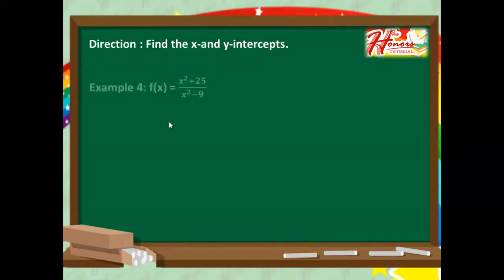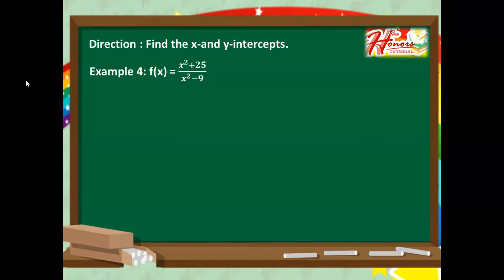Next, for the next example, we have here f of x equals x squared plus 25 over x squared minus 9. So let's have our solution. Let's write solution here. And then let's solve for the x-intercept first.